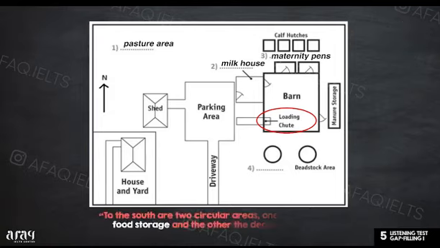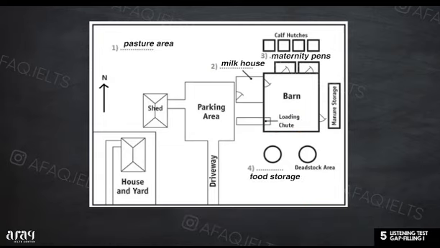Yeah, you heard it. The speaker just said, to the south are 2 circular areas, one of which is the feed storage and the other the dead stock area. So which one is the answer? Feed storage.